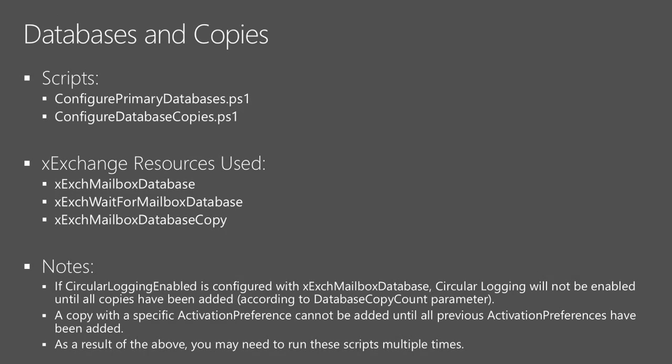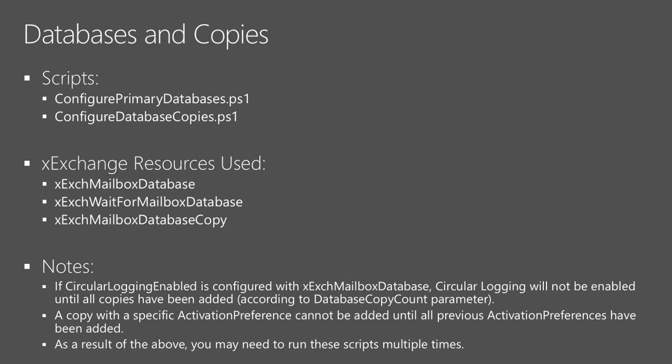Similarly, with database copies, if you're trying to add a database copy with a certain activation preference, it won't actually add until a certain number of copies have been added. For instance, if you have 4 copies of your database and you're trying to add a database copy with activation preference 4, and you've only so far added 2 copies, it's going to tell you, hey, you need to add a 3rd copy before you can add this 4th copy. So DSC will actually catch that for you, and it won't try to do the add. It'll basically just give an orange warning saying try to run the script later, we didn't have enough copies ready.